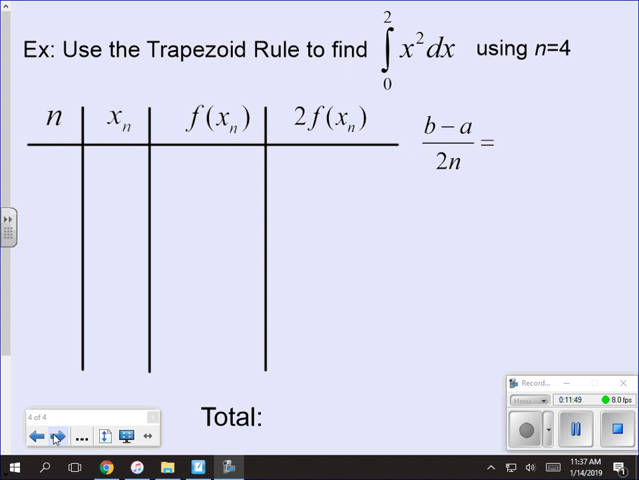Does that make sense? For example, the one we're going to do today is we're going to find the area, we're going to find the integral from 0 to 2 of x squared dx. This is really easy to do using antiderivatives. Can come up with the exact value. I'm giving you an easy one because I want you to work with x squared.